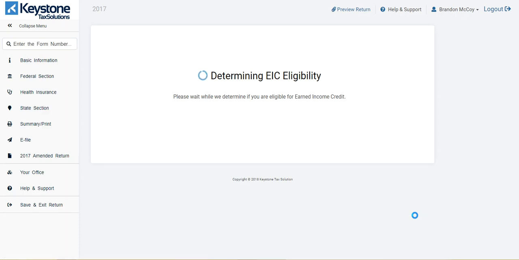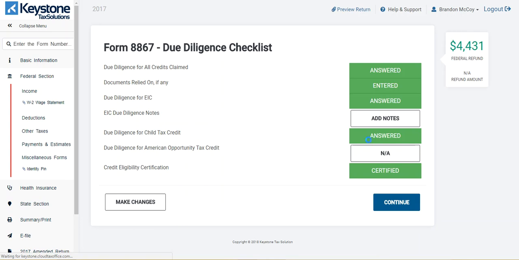And the next page is going to let you know if that client is eligible for that EIC or CTC. If all of these are green, then your client is good to go. And that's how you do your 8867 form.